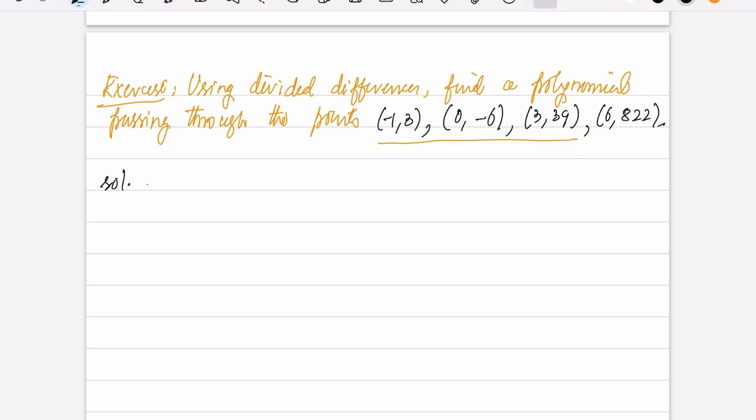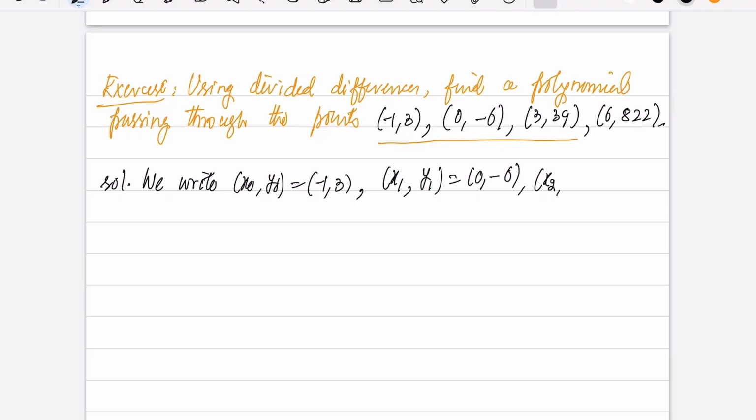So let's begin writing like this. We write x naught, y naught as minus 1 comma 3, x1, y1 as 0 comma minus 6, and we name x2, y2 as 3 comma 39. We can compute the polynomial using all the 4 points right from the beginning, but we will deliberately skip 1 point so that we can learn the advantage also. Okay, so now let's compute the divided differences.